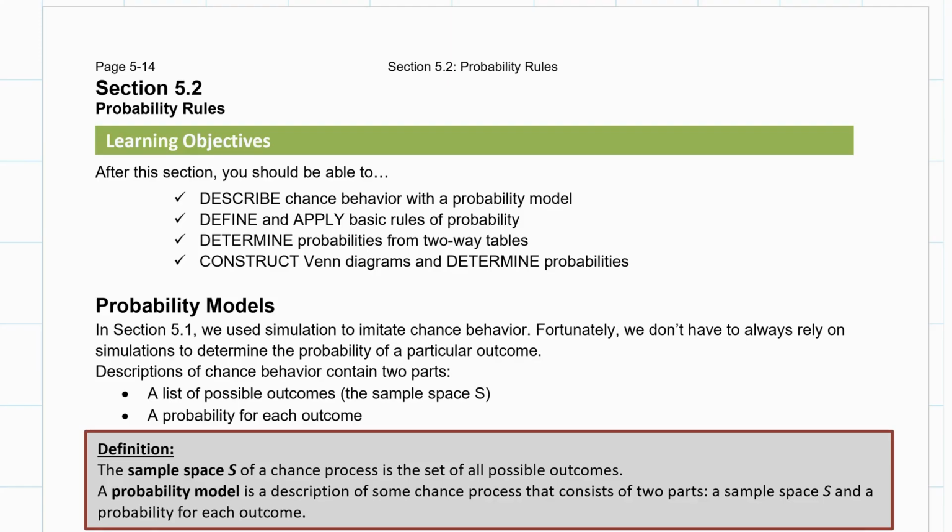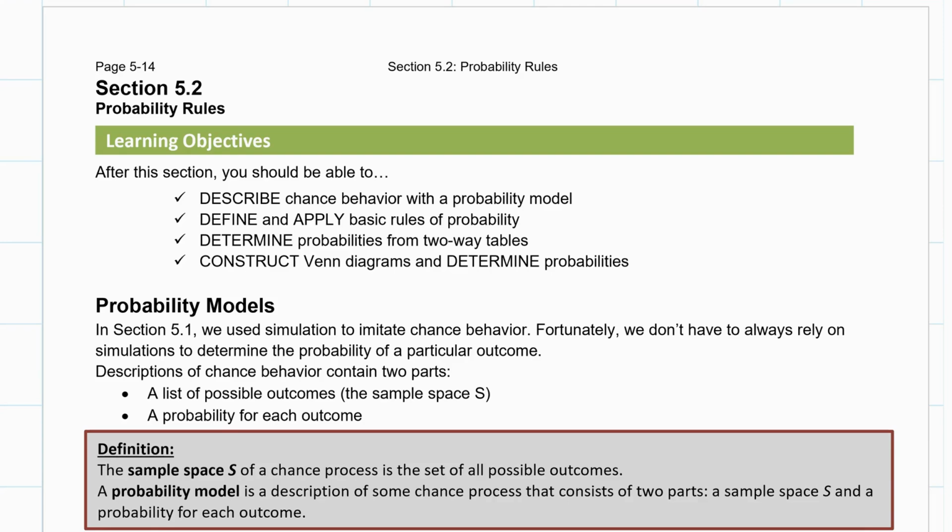This is the lecture notes for section 5.2 on probability rules. By the end of the section, we should be learning about how to describe chance behavior with a probability model, how to define and apply the basic rules of probability, and to determine probabilities from a two-way table, and being able to use Venn diagrams and be able to determine probabilities based on those diagrams.